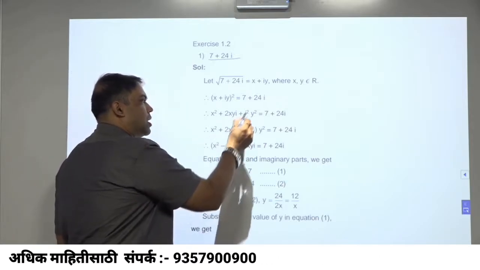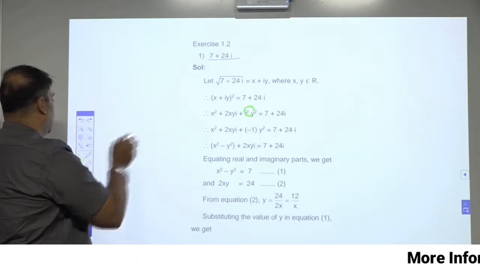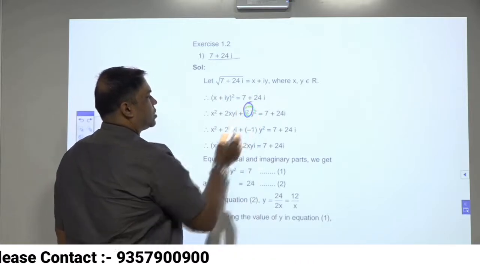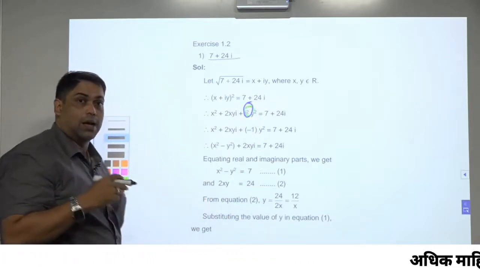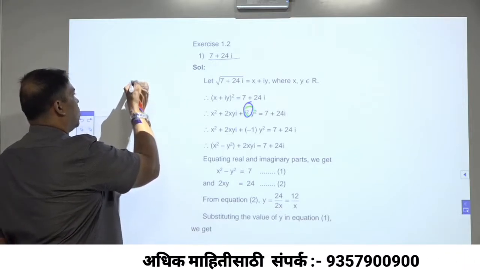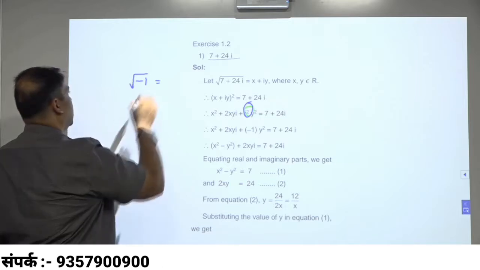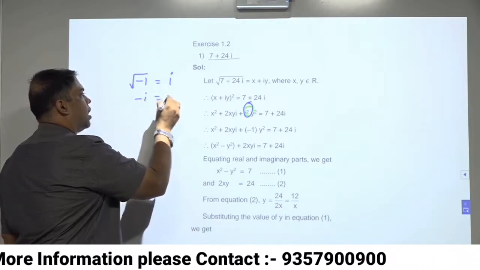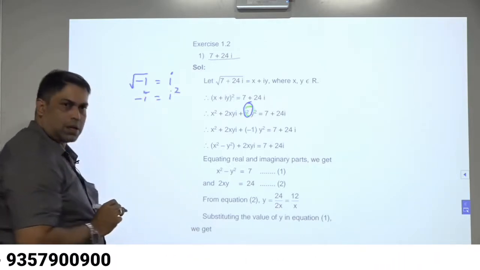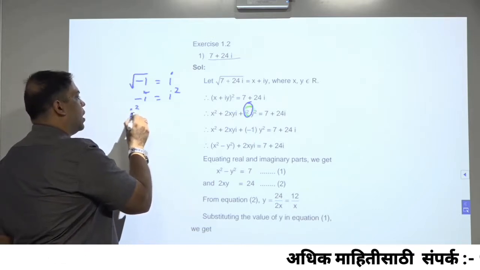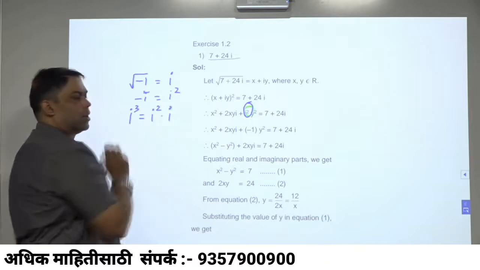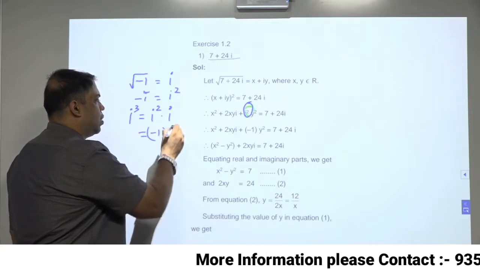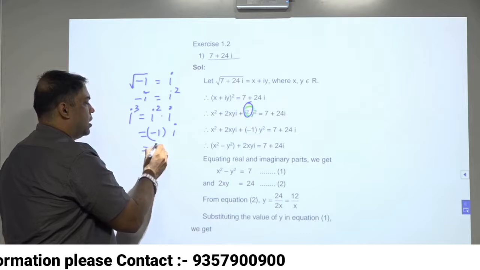Now what is the value of this i? See, value of this i square is -1. Let me repeat once again, if you were not in the last lecture: square root of -1 is equal to i. Okay. On squaring both sides, what I got is i square is equal to -1. Clear? Then what is i cube's value? i square into i. So i square is -1, -1 into i. Therefore value of i cube is -i.